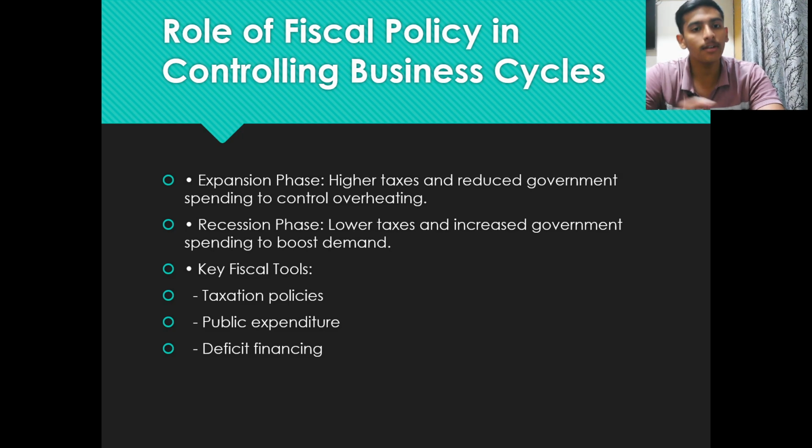Whereas on the other hand, in the recession phase, the taxes incurred will be very low and the government will increase its spending to boost the demand so that the business will become stable. So this is the role of fiscal policy. Then again, the tools are taxation policies, public expenditure, and deficit financing. These are the tools that will impact the controlling of the business cycle. This is the fiscal policy part.